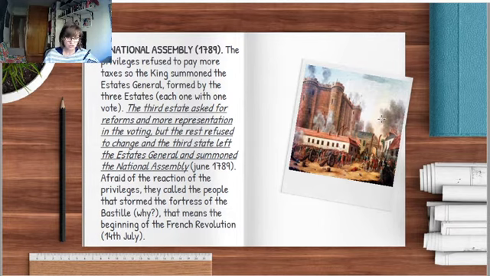Once the States General were summoned, the privileged were going to refuse to pay more taxes. And the third state was going to ask for reforms and more representation in the voting. But the rest refused to change, and the third state left the States General and summoned the National Assembly.